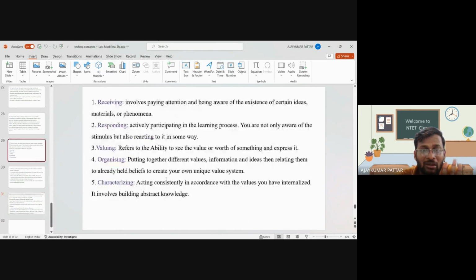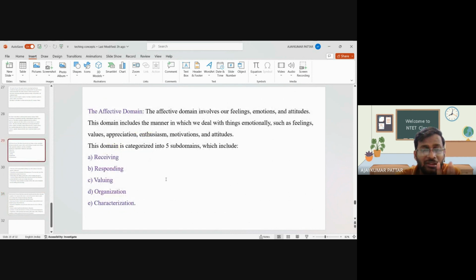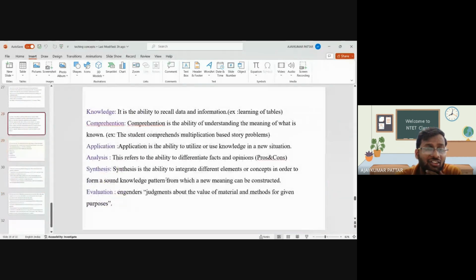We just have to remember Bloom's taxonomy. There are 3 domains: cognitive, affective, and psychomotor. We covered up to the cognitive domain. In the next classes we will start from the affective domain and psychomotor domain and other topics.